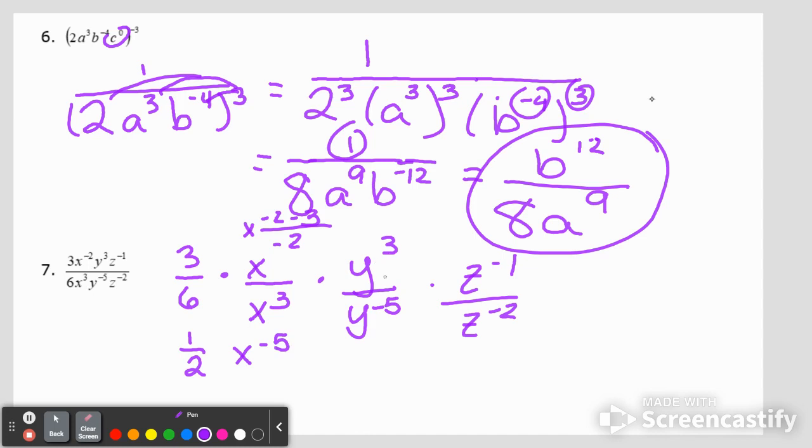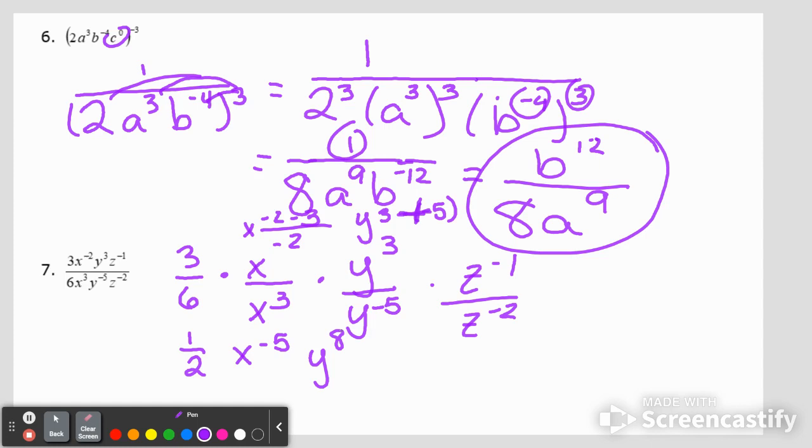This y to the third over y to the negative fifth, using my law, y to the third minus negative 5. So when you have that funky minus and negative, I think of this as just a big ugly plus sign. So that's just going to be y to the 8th. And we talked about that more in the order of operations video. So if you're like, big ugly plus sign, that's not mathematical, I need more information, then watch that video and I will go into more detail.